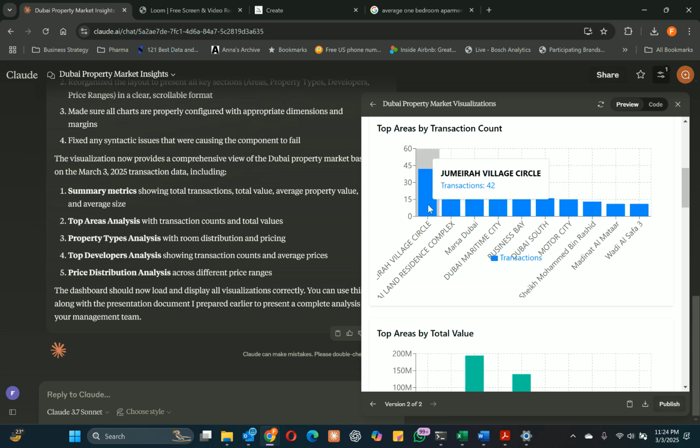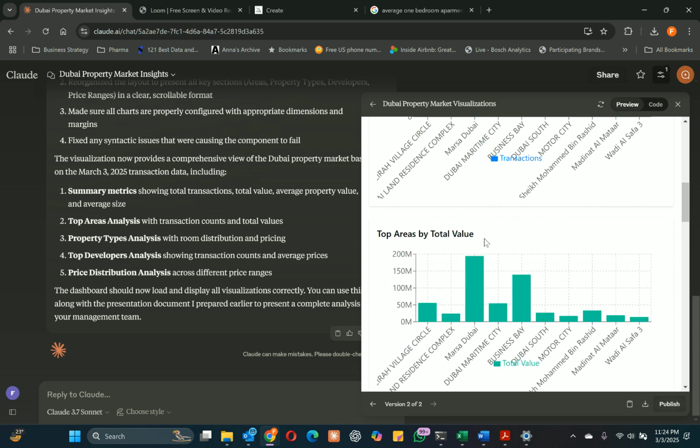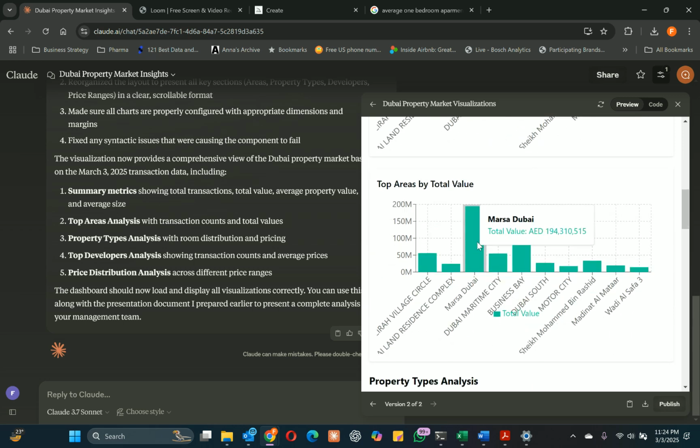42 in Jumeirah, I showed this earlier. Marsa is 24. But we look at the values. Marsa is the highest one, 194 million dirham. And then the second one is coming business way. I like the charts better. This gives me the complete analysis right in front of me as compared to going through the whole sheet. And then you can go to Jumeirah, 55 million dirhams.